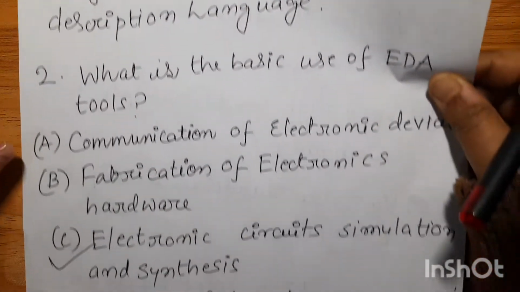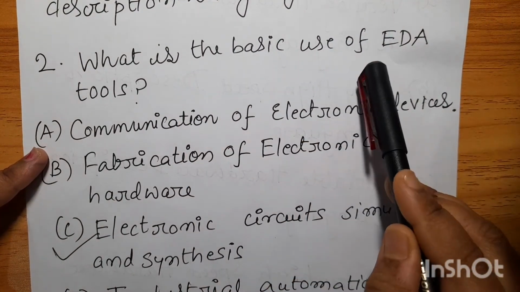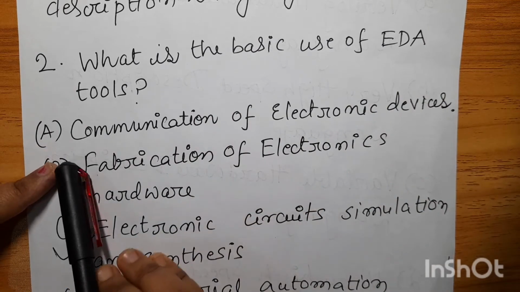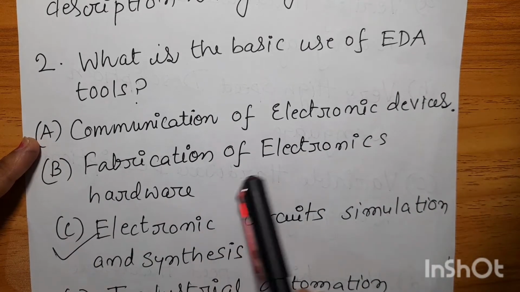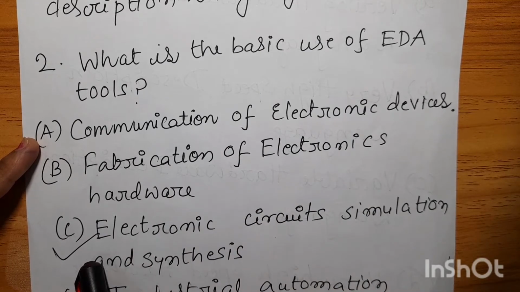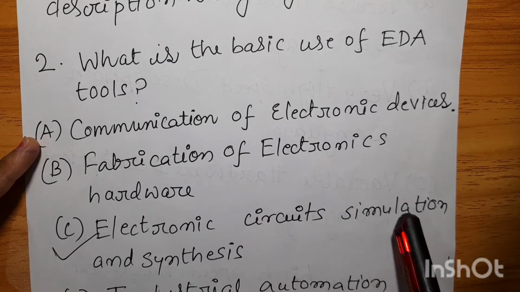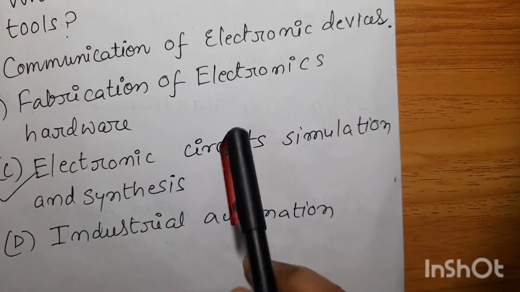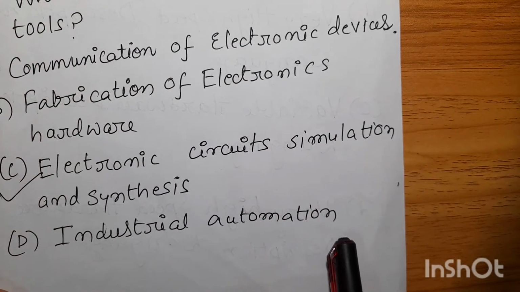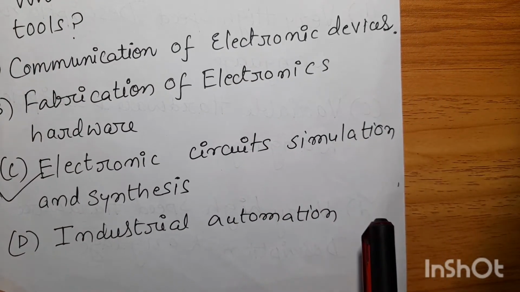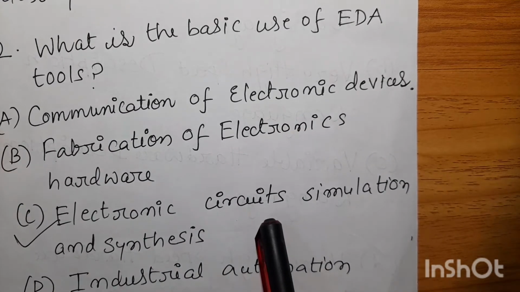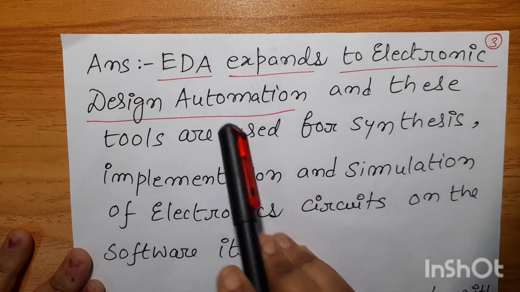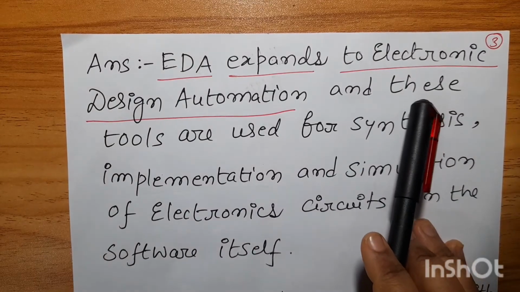Now question number 2. What is the basic use of the EDA tools? A. Communication of the electronic devices. B. Fabrication of electronics hardware. C. Electronic circuit simulation and synthesis. D. Industrial automation. So the basic use of the EDA tools is electronic circuit simulation and synthesis. C is the answer. EDA expands to electronic design automation.